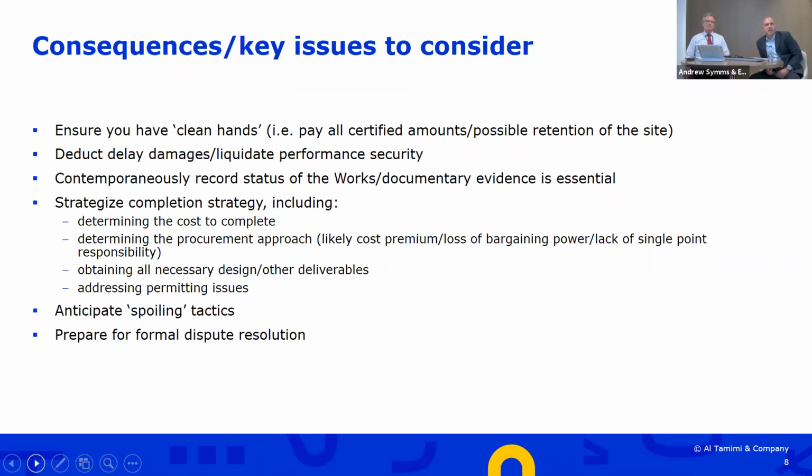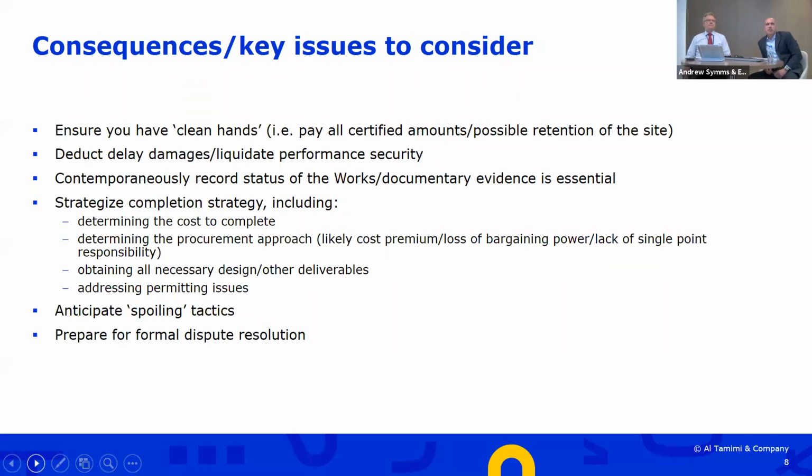Moving down the list, I've said it's important to delay damages and also to liquidate performance security. And I say that because there's an argument that delay damages and performance security are ancillary obligations or requirements, if you like. So if the primary obligation, i.e. the main construction contract, is terminated, there's an argument that the ancillary obligations also fall away. So your right to delay damages will fall away, as will your right to liquidate the performance security. Now, there are various counter arguments which can be raised, but that's something just to bear in mind.